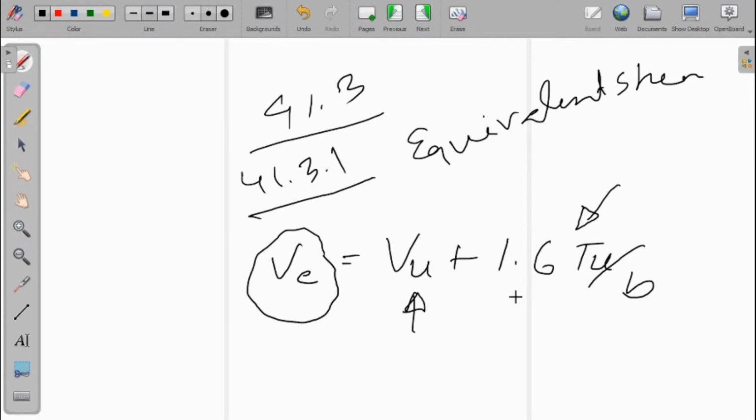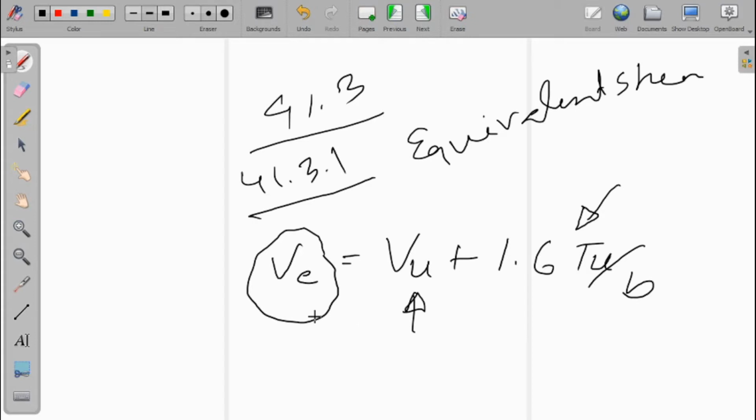So the code book guideline is that whenever a section has a torsional moment in addition to the shear, we have to calculate the equivalent shear using this equation. I am not going to derive this equation. Those who are more interested can refer to any RCC book and you will get the details. We are trying to cover this course as quickly as possible, so I am not going to derive it.